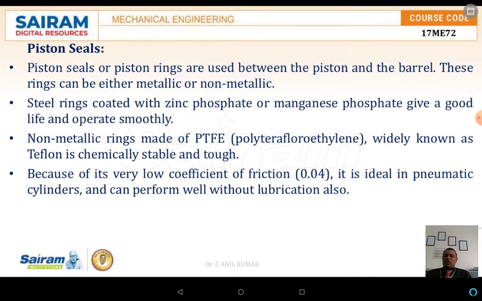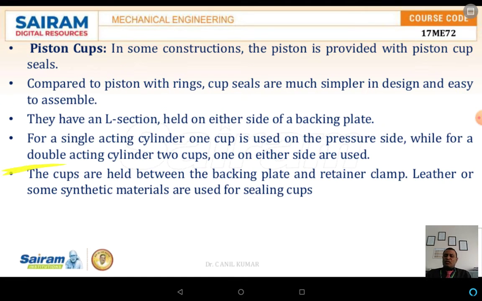The steel rings are coated with zinc phosphate or manganese phosphate, which gives the life and operation in smooth condition. Especially if the temperature range is low, then the PTFE material, or polytetrafluoroethylene, indirectly what we can say as Teflon material, is used as a sealant material. Because of the low coefficient of friction, it is ideal in the pneumatic cylinders and can perform well without lubrication also.